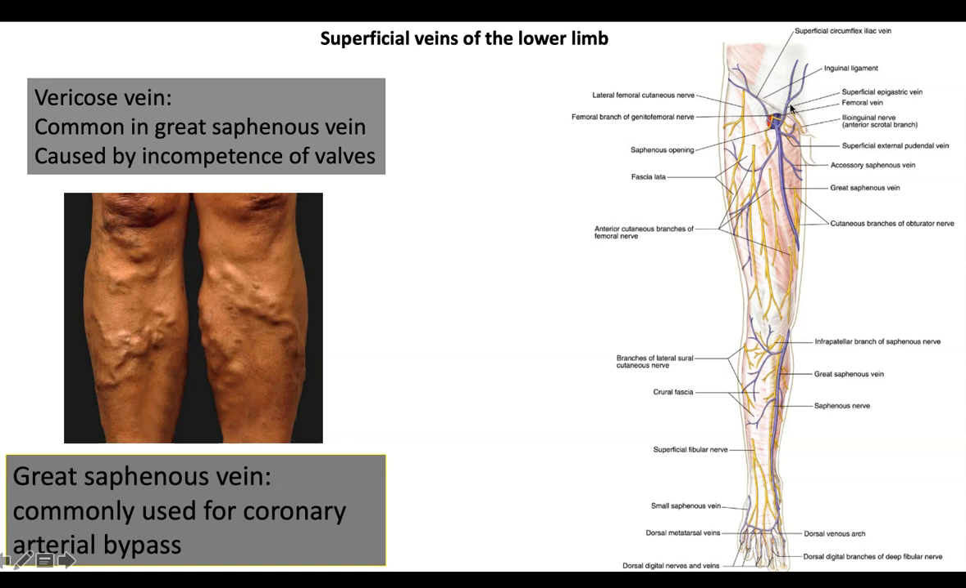These are the superficial epigastric, coming from the inferior part of the anterior abdominal wall, the superficial circumflex iliac, and the superficial external pudendal. These are the 3 named tributaries of the great saphenous vein. They enter into the great saphenous vein, and the great saphenous vein carries blood into the femoral vein, which is the deep vein. The great saphenous vein is commonly used for coronary arterial bypass.